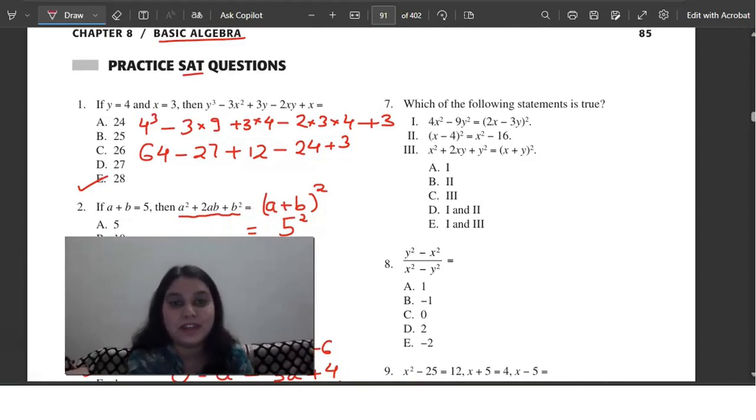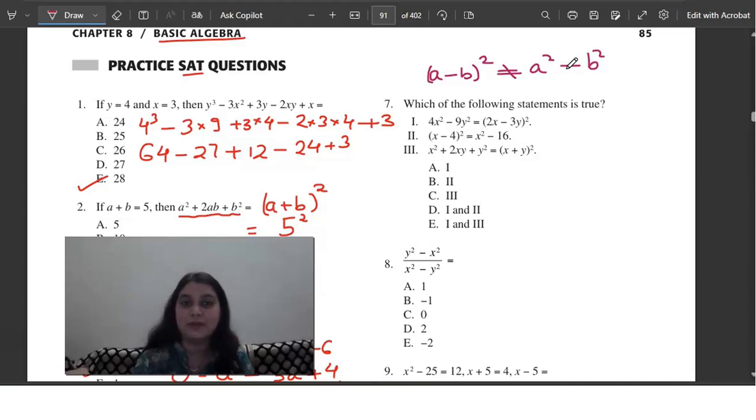Which of the following statement is true? Now first one is definitely not true. And remember, this is not true. A plus B whole square or even a minus b whole square is never equal to a square minus b square. I don't know why people keep on making this mistake. It's never equal to this. It's three term. Now remember the rule. If we are going for whole powers, whatever power it is, whatever degree it is, we get one extra term. For whole square, we get 3 terms. For whole cube, we're going to get 4 terms, like that.